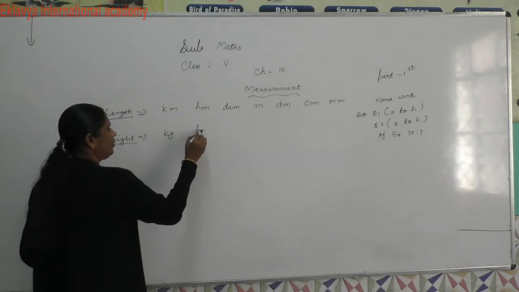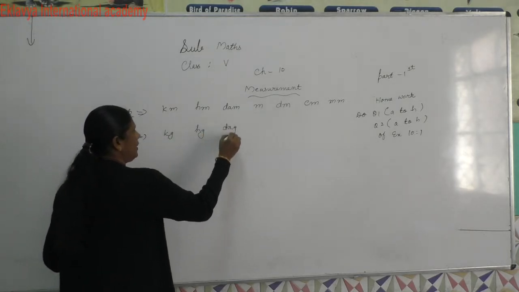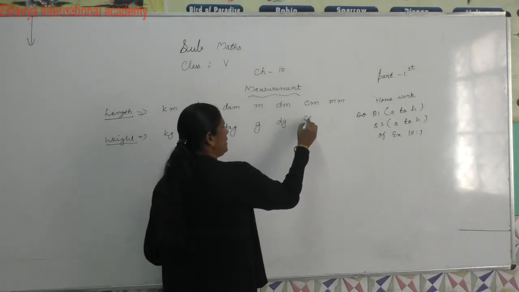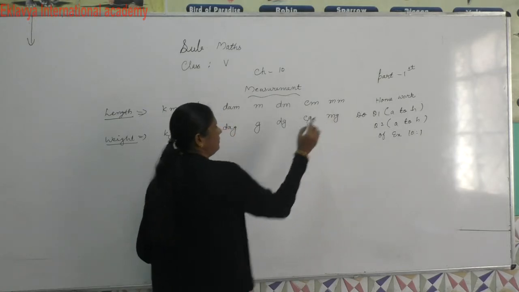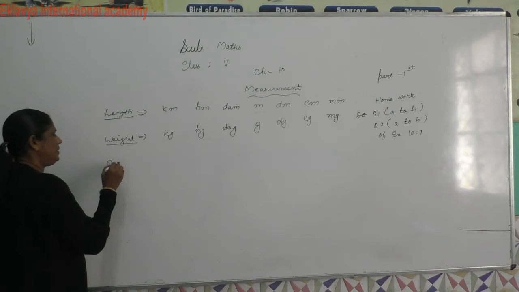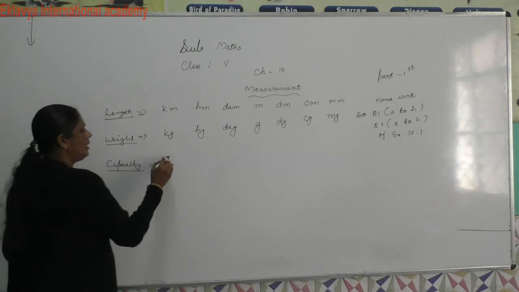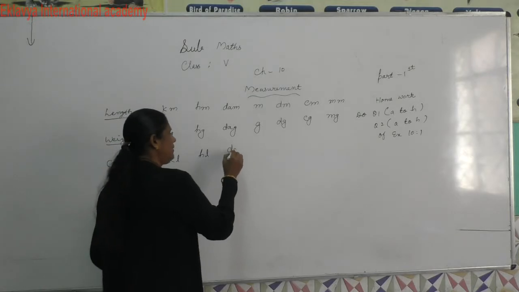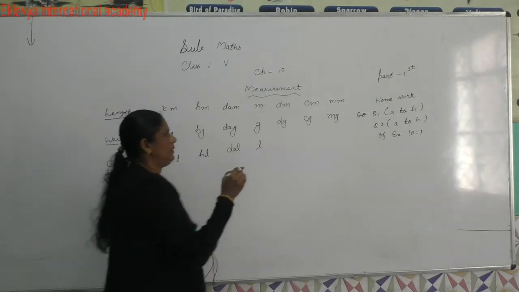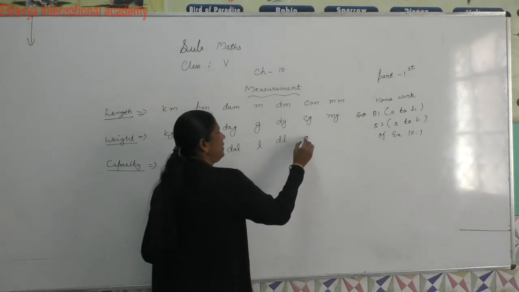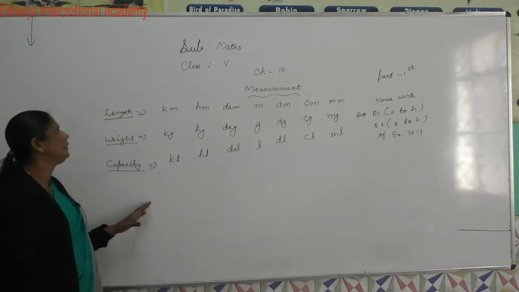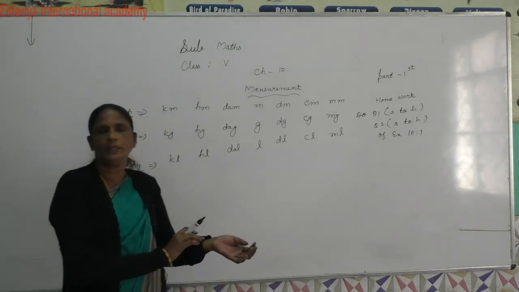Then weight: kilogram, hectogram, decagram, gram, decigram, centigram and milligram. Next, capacity: kiloliter, hectoliter, decaliter, liter, deciliter, centiliter and milliliter. These are the measurement tables.